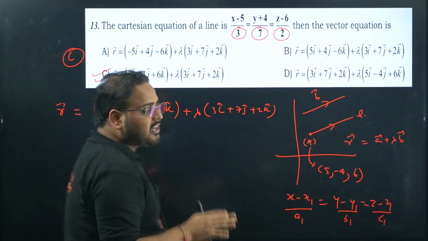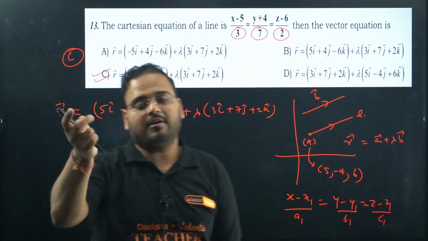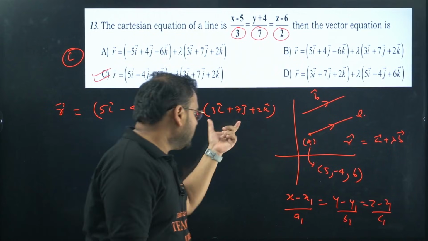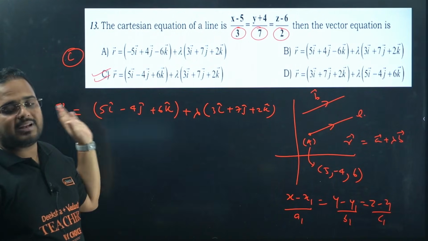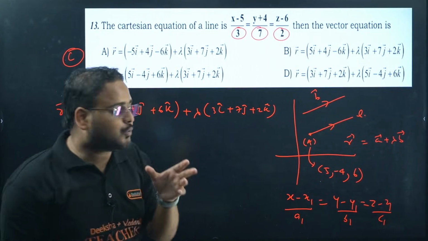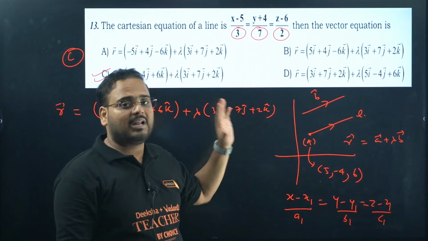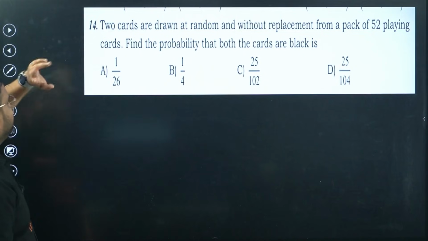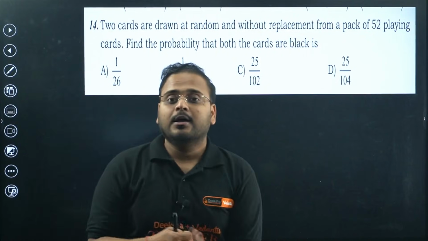So I gave you the logic of how we compare the vector form and Cartesian form, and how to identify the point from which the line passes through, and the vector the line is parallel to. Okay, clear, sir? Forgive me, I just mixed those two there.